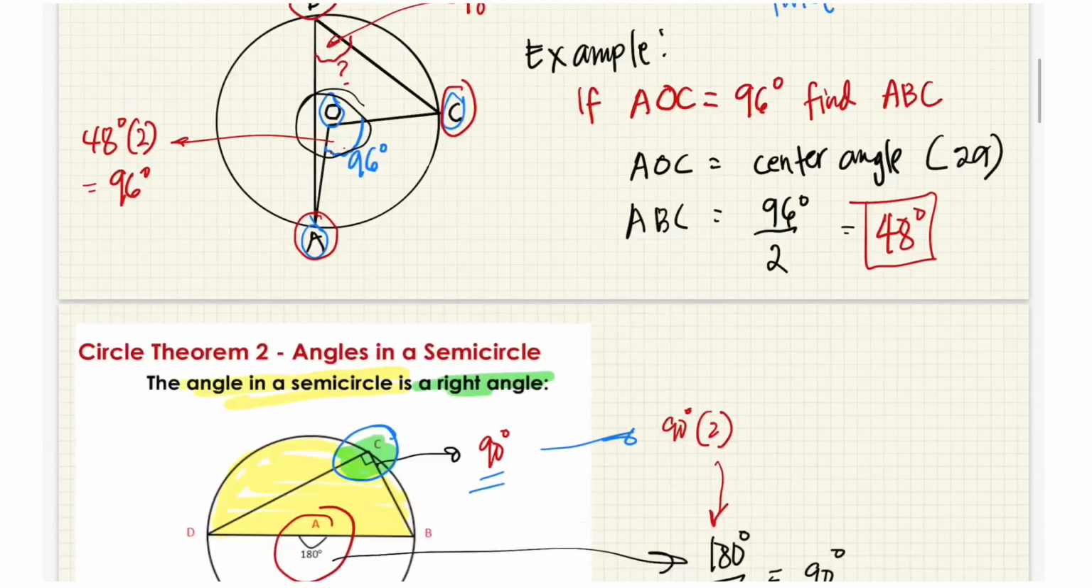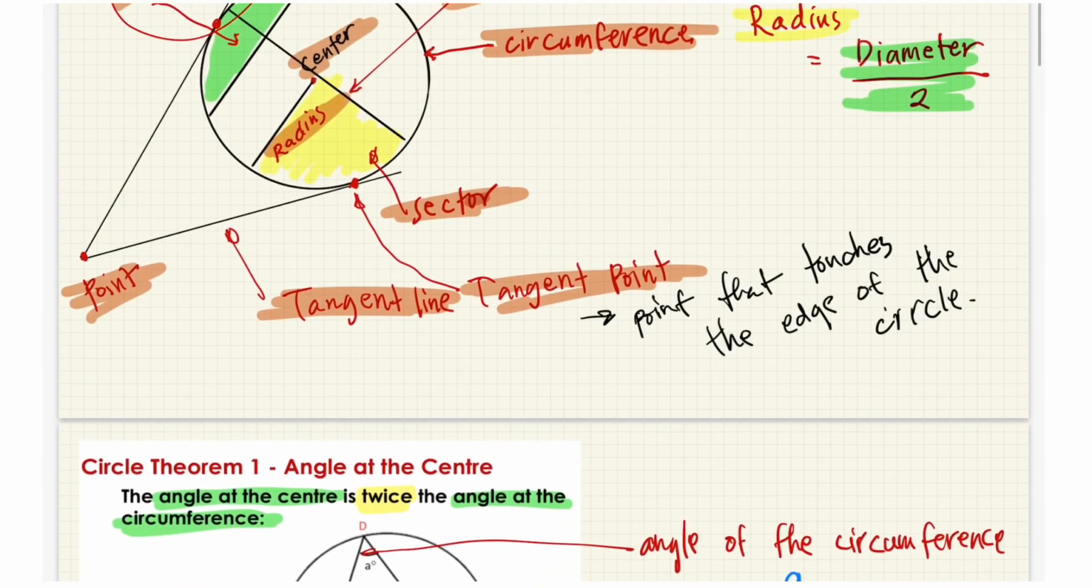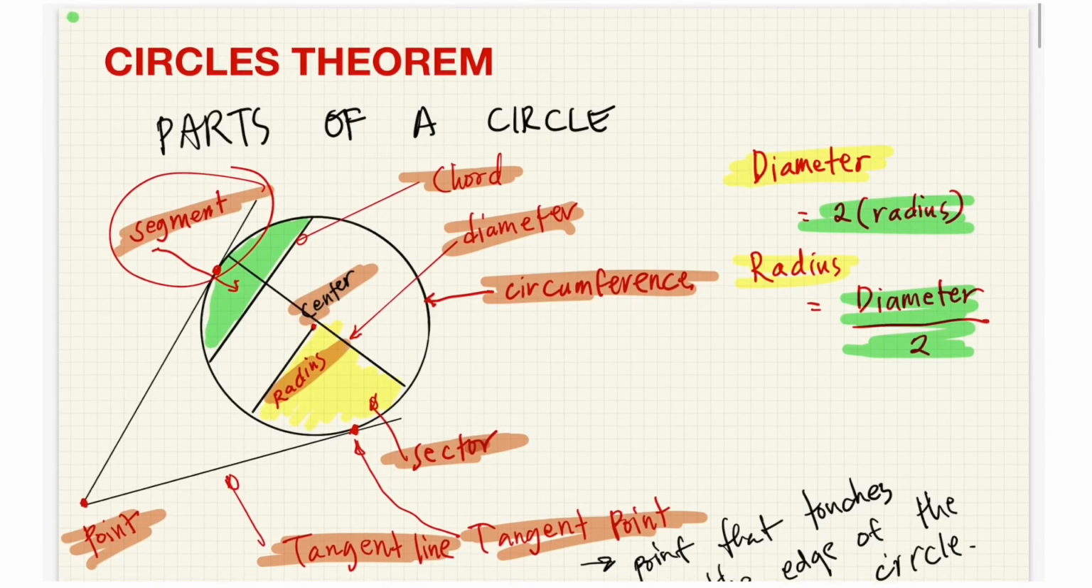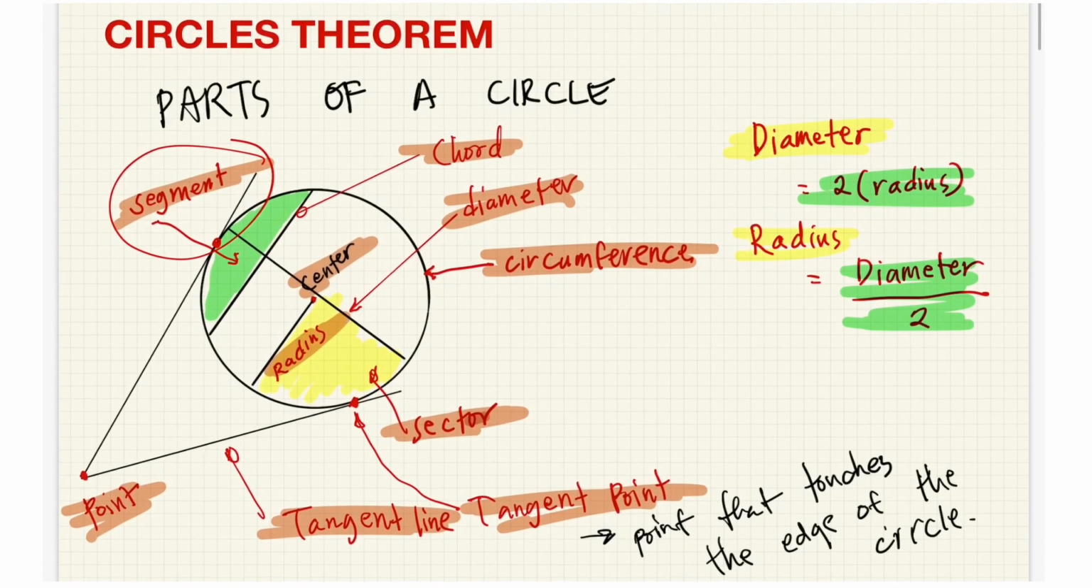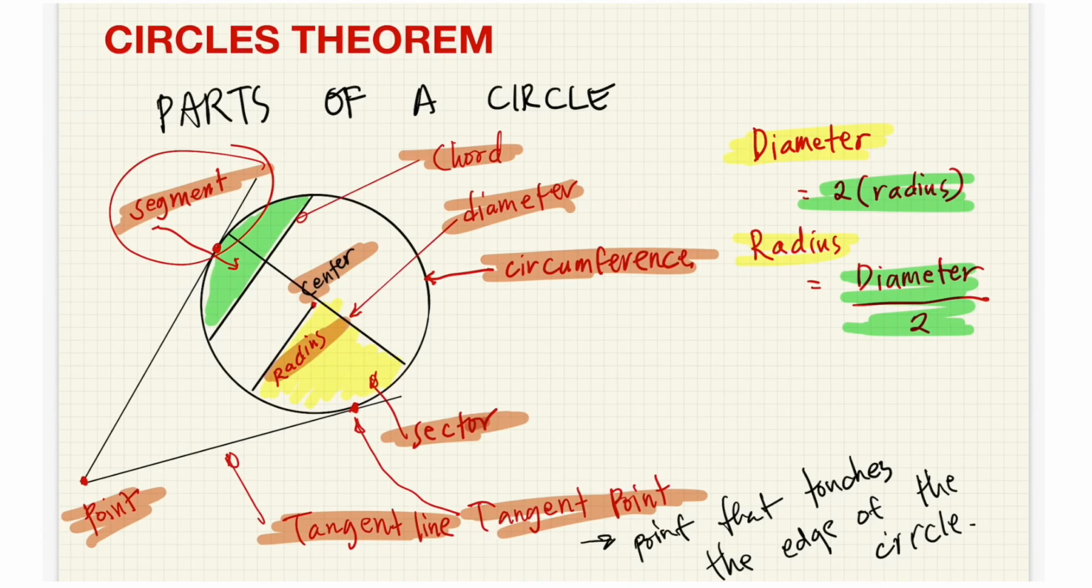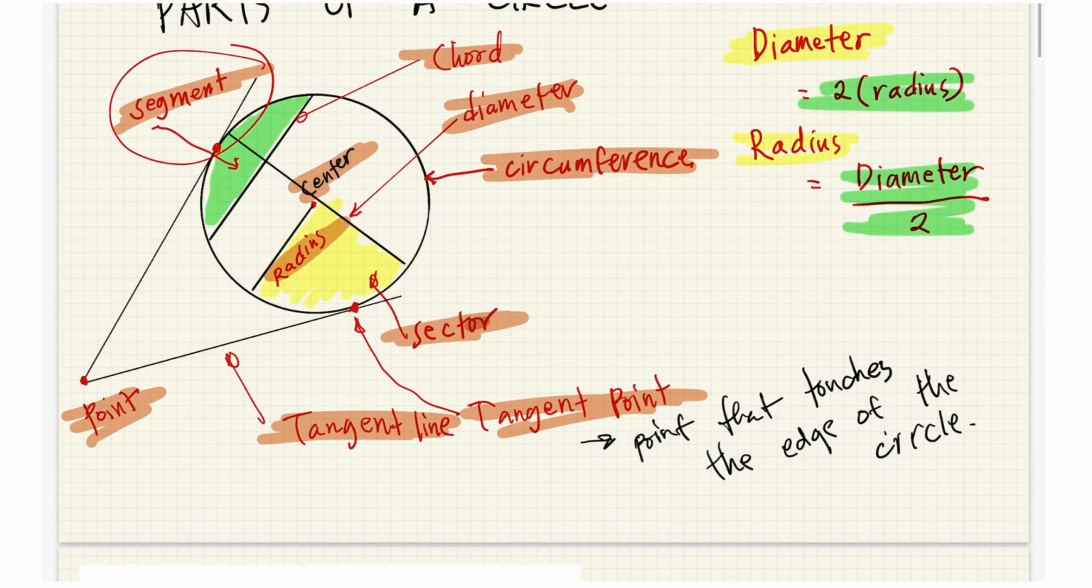Now let's have a quick review. First, we review the parts of the circle. Remember that because we are going to use that in our next discussion. You have a segment, a chord, a diameter, a circumference, a center or radius, a point, a tangent line, a tangent point, and a sector. Diameter is 2 times radius. Radius is diameter divided by 2.